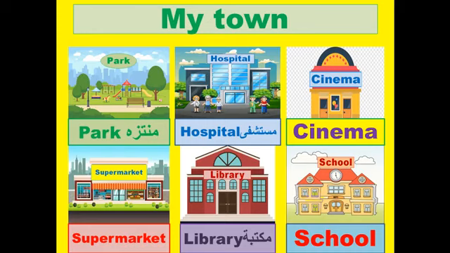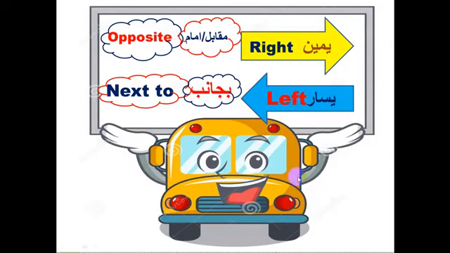Now, in my town, okay, in our town, what do we have? We have cinema, hospital, park, supermarket, library, and school, okay? So, look here. We have some words that we should remember, okay?